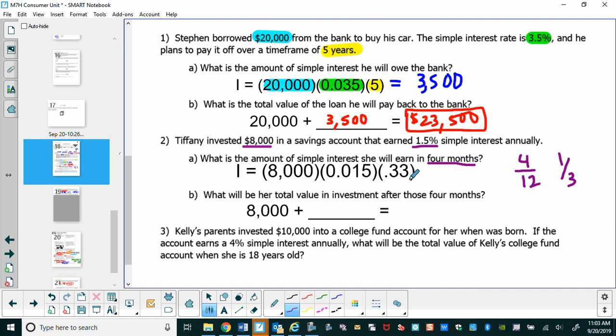We'll just use 0.33, y'all, because we're dealing with money. And if money rounds to the nearest hundredth anyway, then we might as well go ahead and round it right here to the nearest hundredth, okay? So the next step would be to multiply the $8,000 that she's investing times the 0.015 interest rate that she gets, and then times the 0.33.